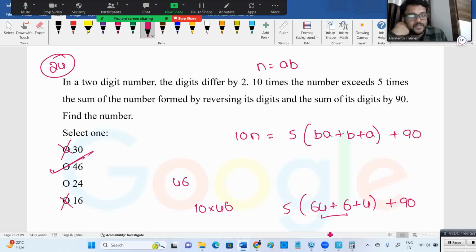We have to reverse the digit. Okay, number is nothing but AB. Okay, this is what the condition. Option verification is best here. You can check it out.